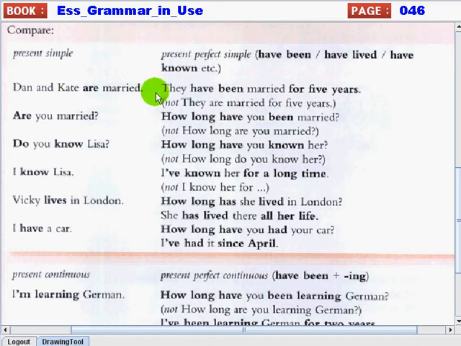Now we use present perfect simple when we talk about an action which started in the past and continues up to now. We actually use have been or has been, have lived, have known, have or has plus past participle of verb. We use present perfect tense if the action has a connection to the present. Don't forget that, okay?